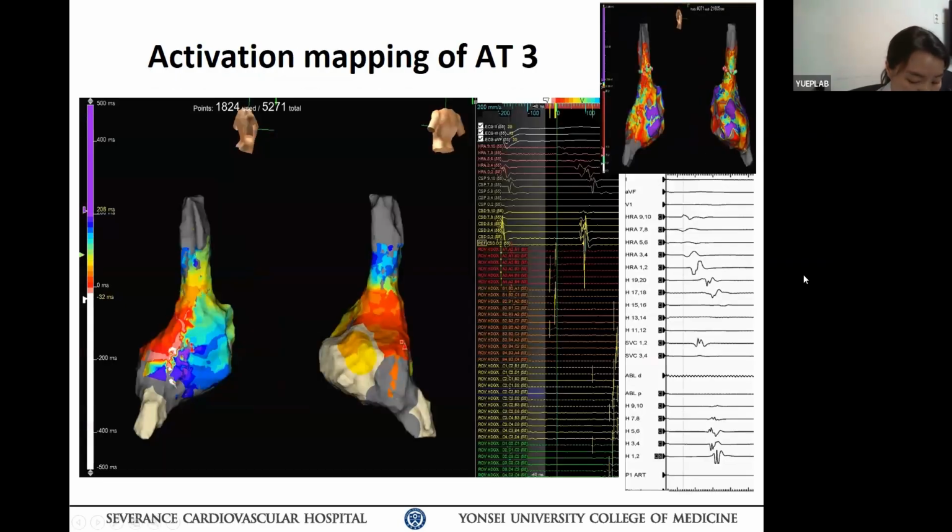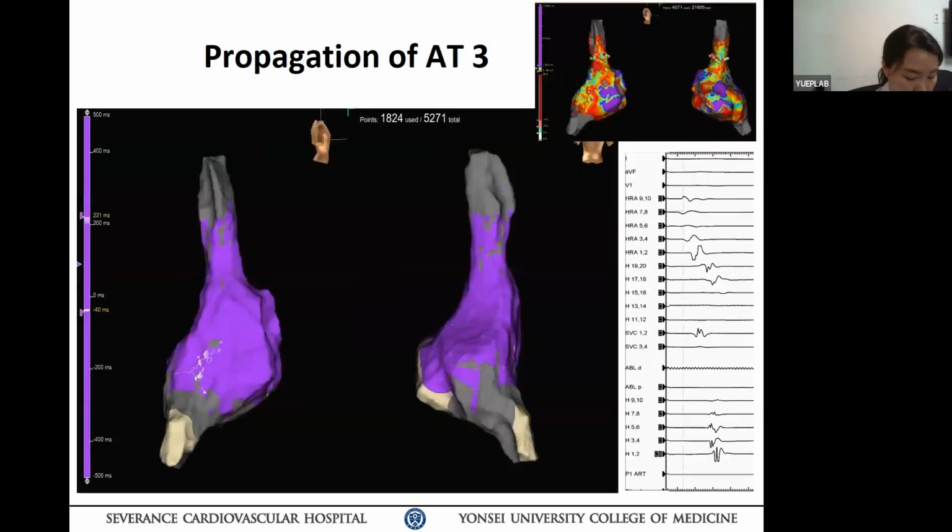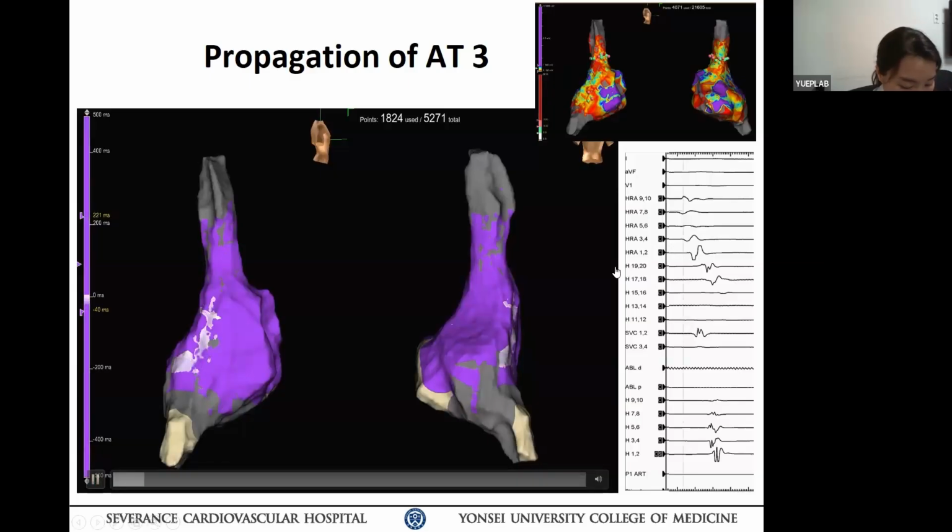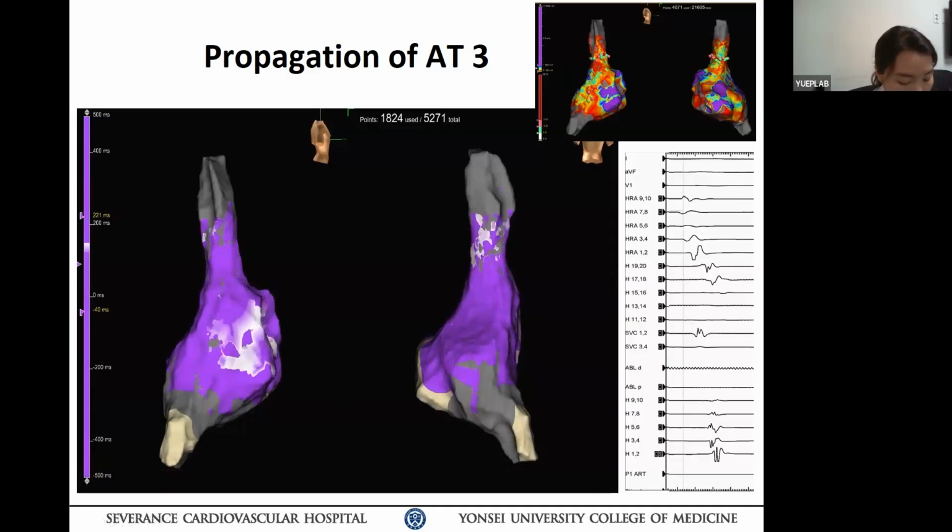This is the activation map of AT3, as shown in the propagation map. Compared with the previous AT1 propagation map, the wavefront propagates from the posterior lateral wall of the RA, activates the anterior wall, and ends up at the RA lateral wall and around the SVC, like a counterclockwise upper loop reentry.